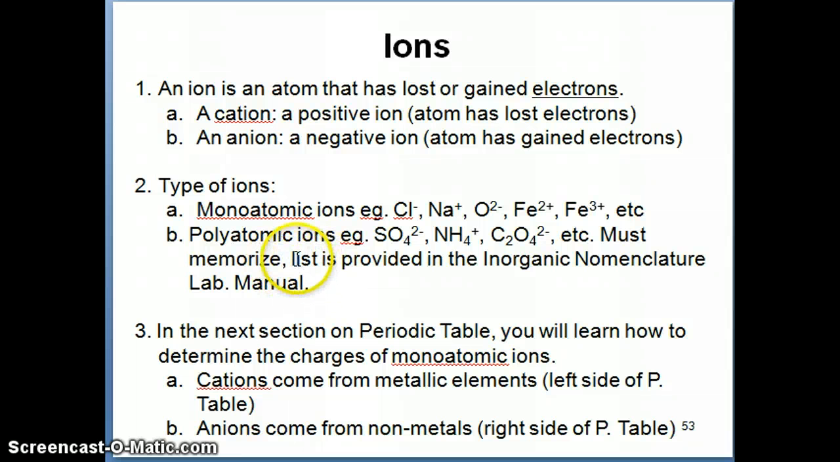The list of polyatomic ions that you have to memorize is provided in the inorganic nomenclature lab manual. So when we do this lab, which is going to be in the second week of your lab, you'll see that there's a sheet as part of the lab manual that consists of various polyatomic ions, and you have to memorize all of those.